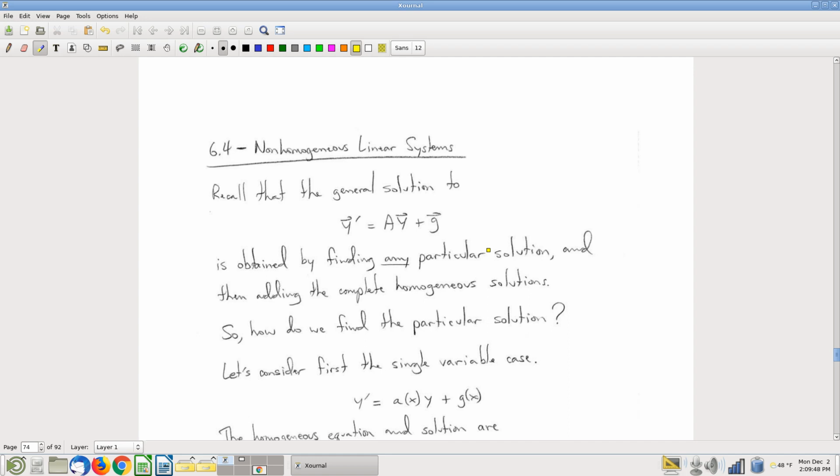And so, following the pattern, here we are going to talk about non-homogeneous solutions. When you have an extra term over here, making it non-homogeneous, how do you find that particular solution? We know we only need to find just one particular solution. How do you find it?